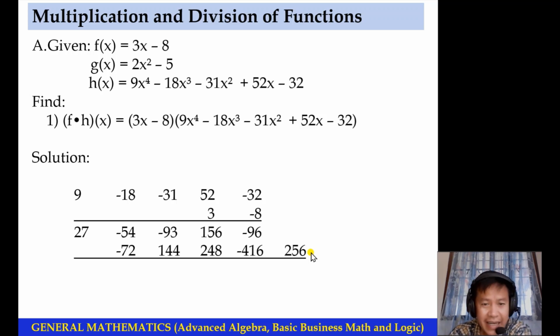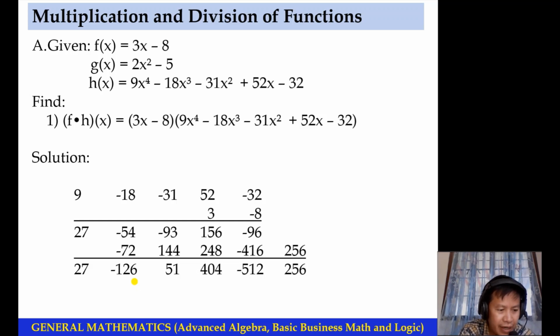Did you understand, students? Then after that, you are going to add vertically. Okay, bring down 27. Then you're going to add 54 plus 72 and copy the common sign. 54 plus 72 is 126. This is the answer. Okay, negative plus positive, subtract. Then copy the sign of the bigger absolute value. So 144 minus 93 is 51.